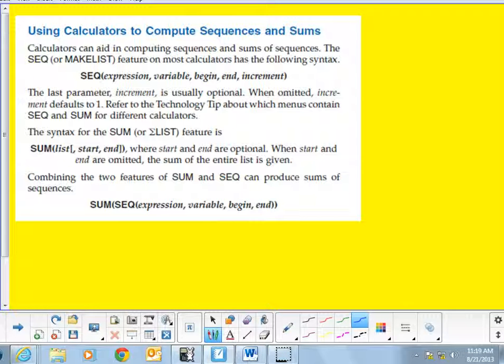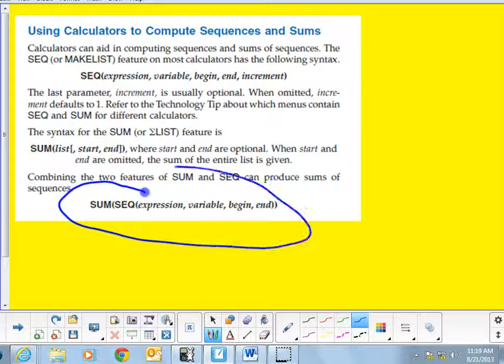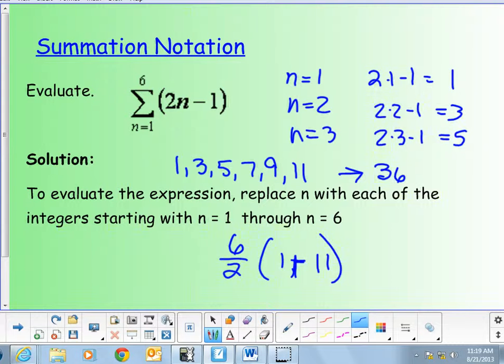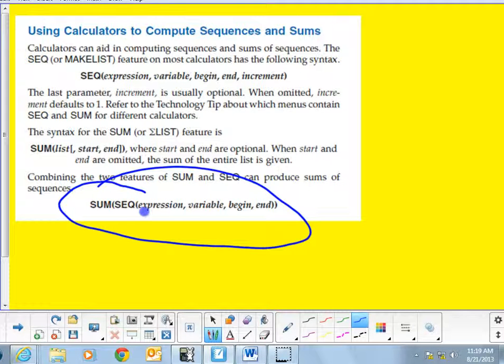All right? On your calculator, when you know the form, there is a way to do this. It's going to look like this. We're going to go to find the word sum, and I'll show you in 1 second. Sequence. The one we just did was what? Can I go back a slide here? 2n minus 1. Okay? So we're going to put 2n minus 1 here, comma, variable is n, comma, 1, comma, 6, because we wanted to add up the first 6 terms.